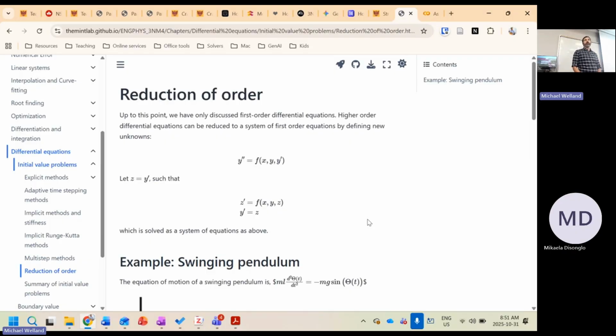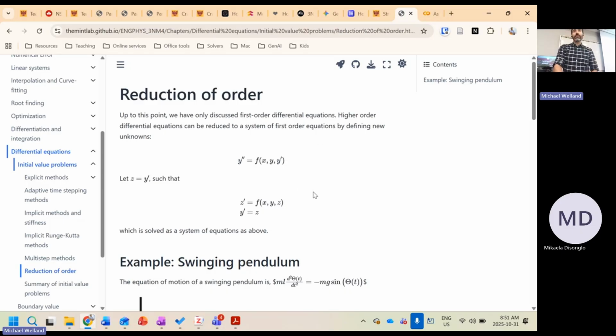Reduction of order. We've only been talking about first order ordinary differential equations, dy/dt. In general, you're going to have more than that, especially for wave equations. You're going to have your second time derivative, an acceleration. This is a wave equation.